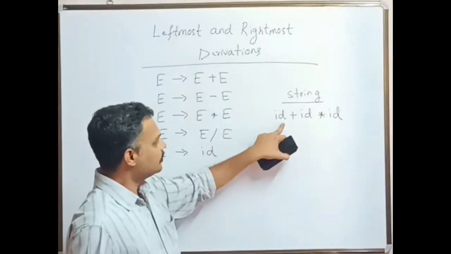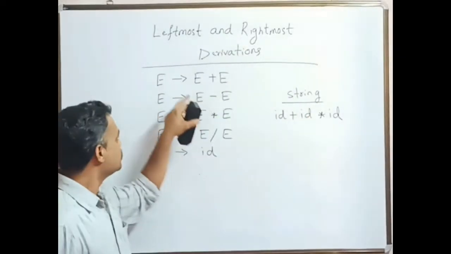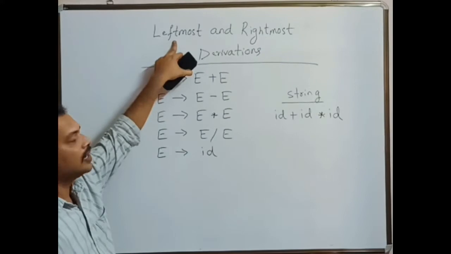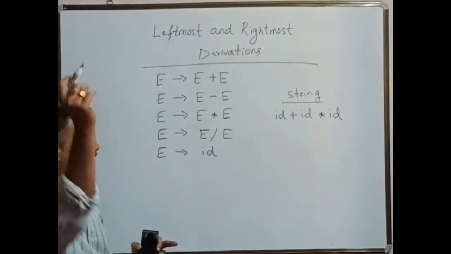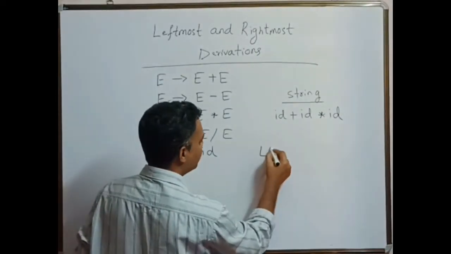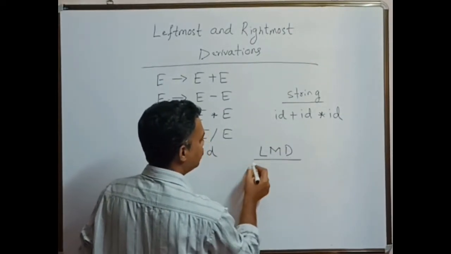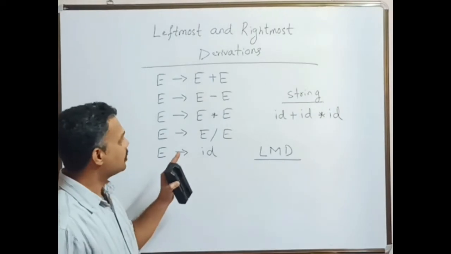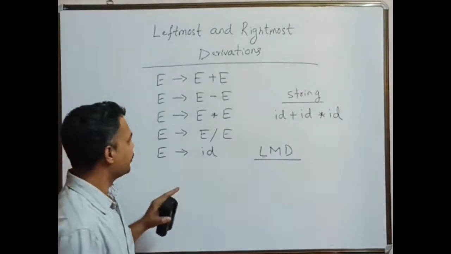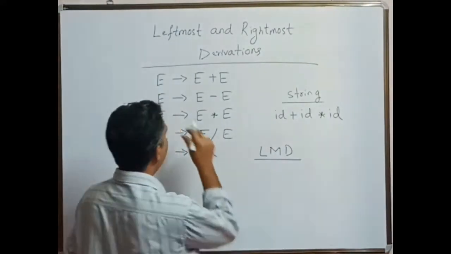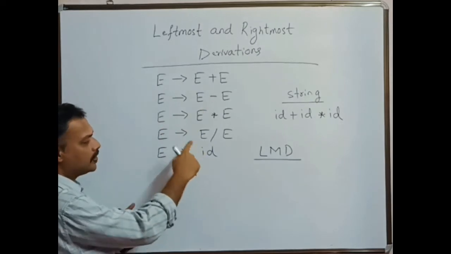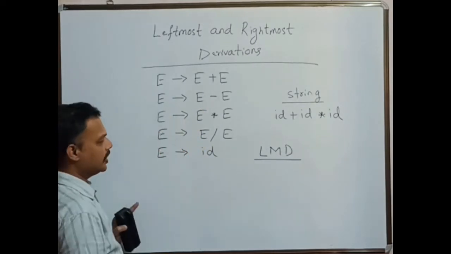Now let us derive this string, okay, using the context-free grammar that is given here, using leftmost and rightmost derivation. Now first let us see the leftmost derivation. So as I told you, we are supposed to replace the leftmost variable. Now I will start with the first one. Always we have to start with the first rule, always. Later on we can choose any of the rules that is given in the context-free grammar.